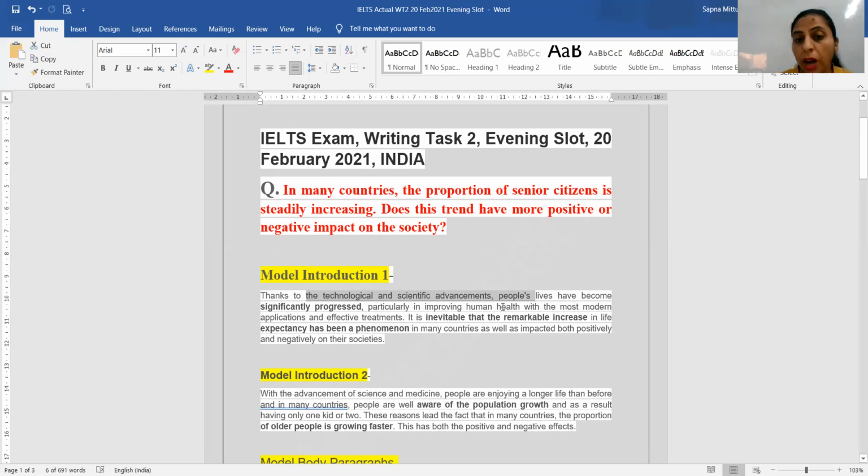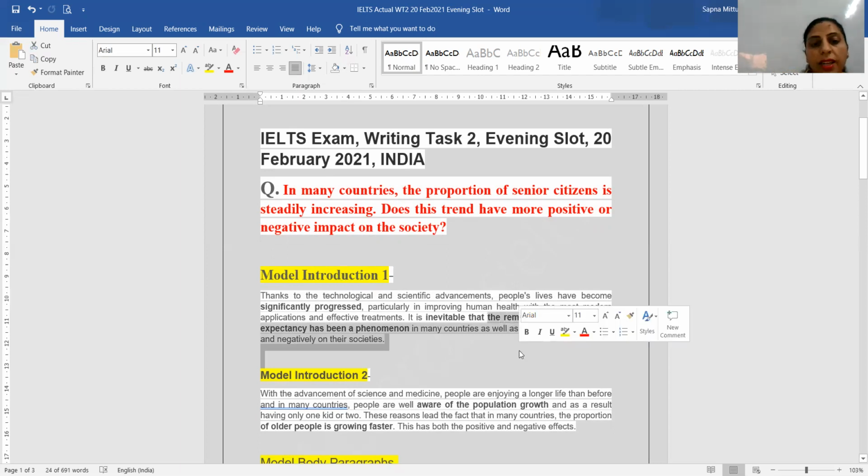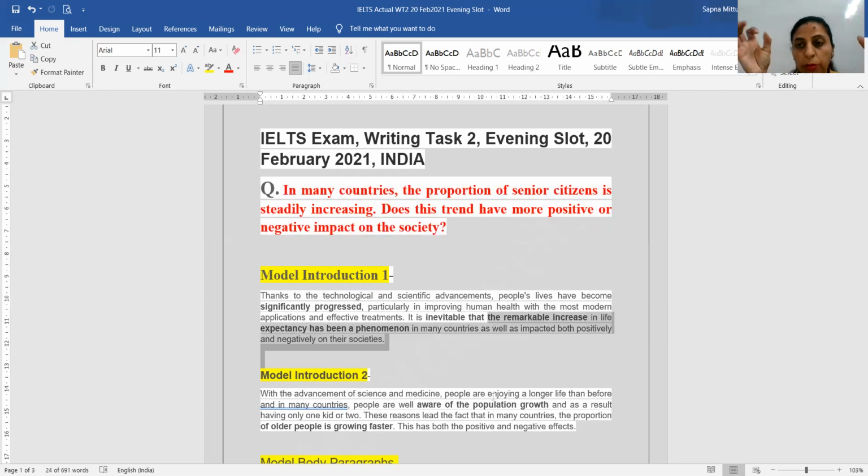So there has been a remarkable increase in life expectancy, which has a positive as well as a negative impact on societies. What I have done is I thought globally and took a positive global perspective. I wrote about life expectancy instead of writing the proportion of senior citizens, which means people are getting aged. They are elderly people.